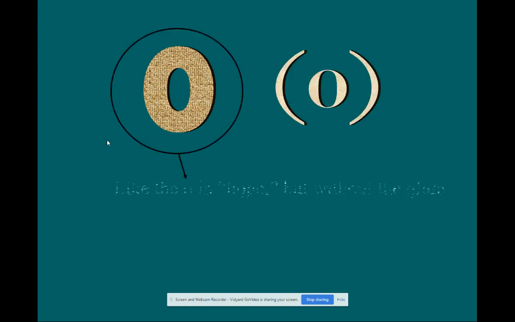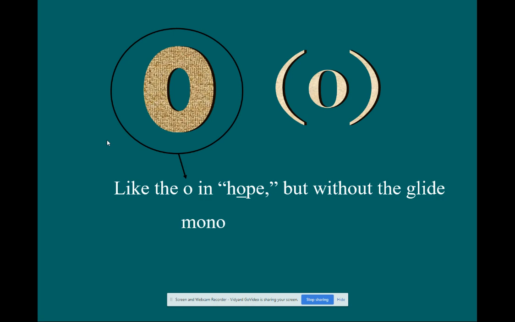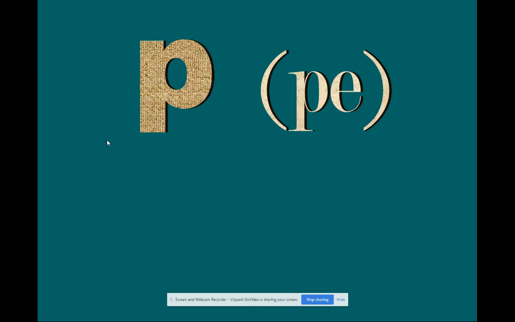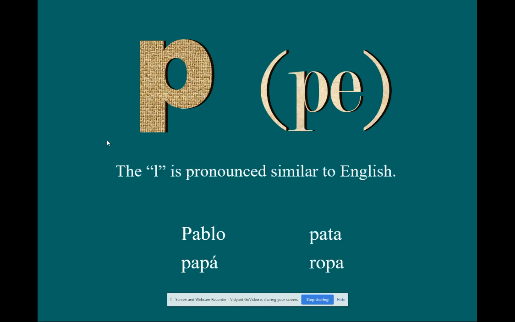O. Like the O in hope, but without the glide. Mono, perro, yo, no. P. Pablo, papá, pata, ropa. The P is pronounced similar to the English.